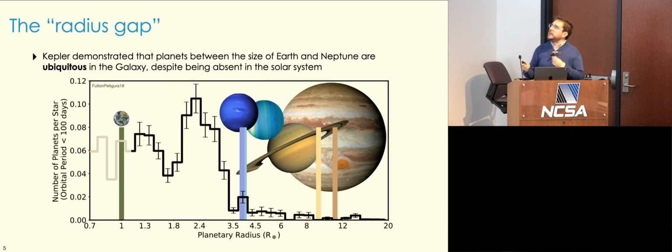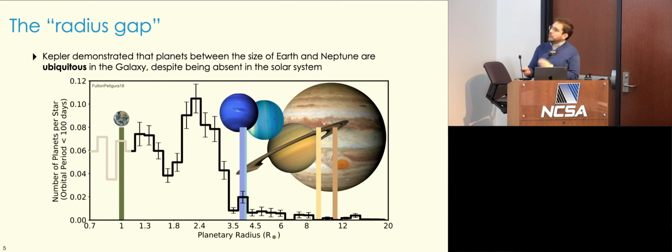The Kepler Space Telescope demonstrated that these planets between the size of Earth and Neptune are the most common in the galaxy. Almost every star has one of those, even though they are absent in the solar system. And you see that Kepler demonstrated that even though it discovered so many hot Jupiters and so many Jupiter-sized planets, they are intrinsically rare. Only 1% of all solar-type stars typically have a Jupiter-like planet. If it is a hot Jupiter, it's 1% of that population.